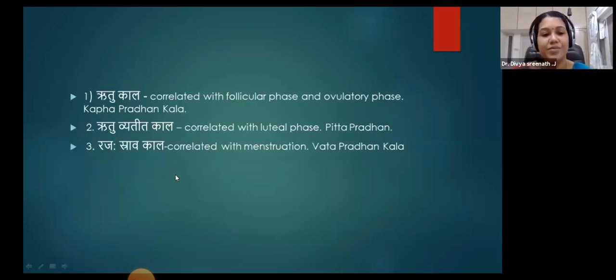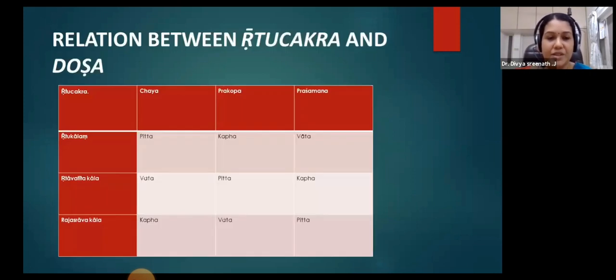So in the Ridukala, there will be follicular growth and ovulation. There is proliferation of the endometrium, so it's mainly a Kapha Pradhana Kala. In Ridhavadita Kala, after the ovulation, it will be in a secretory phase.